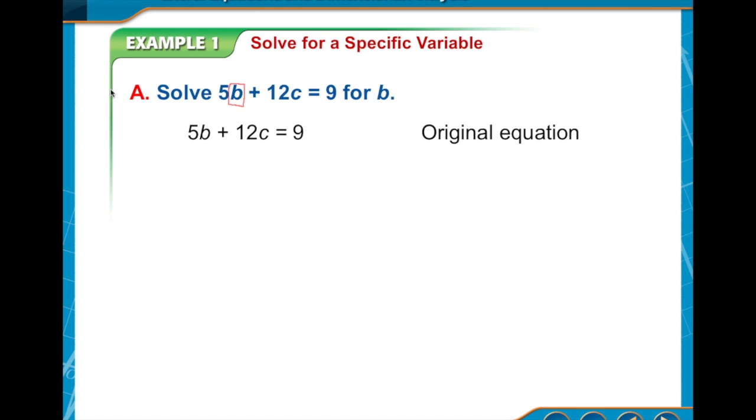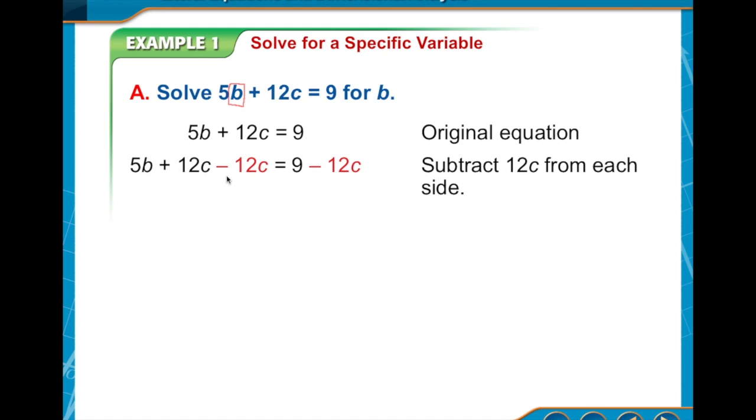Next, we can get rid of this 12c. It's just being added, so we'll subtract it away from both sides. If we subtract that 12c, on the left, these cancel out. On the right side, we get 9 minus 12c. So we're good on that step. Notice here, now we just have 5b. The 12c is gone. Now that 12c is over here and it's negative.